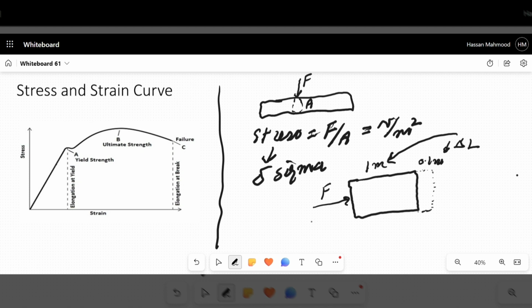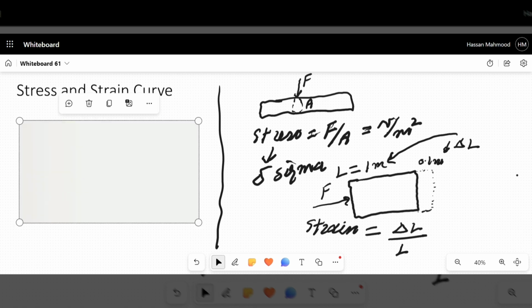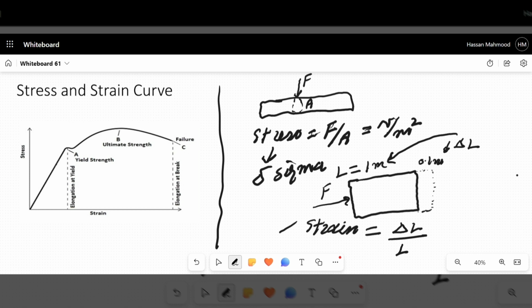Now I am coming to the strain. That is also a property of a material, equal to the change in length, that is delta L, over the original length, that is L. Strain is denoted by the symbol epsilon. You can write it in that way, epsilon. Strain does not have any units because that is the ratio between two similar lengths.